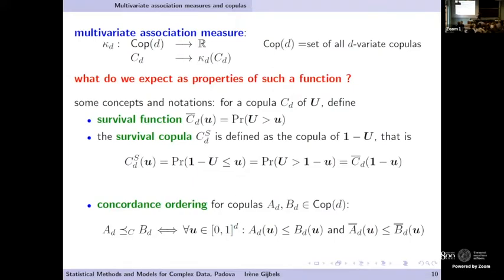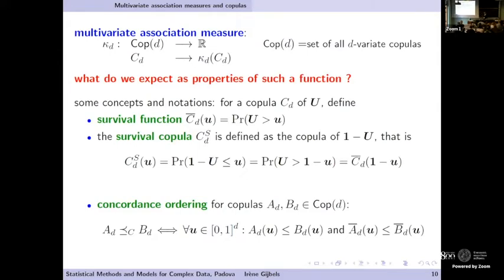If you have a copula C_D, you have a survival function of that, which is like the usual survival function that you find in survival analysis. You also have the notion of survival copula, and the survival copula is actually the copula of 1 minus u. And it's linked to the survival function evaluated at different points.